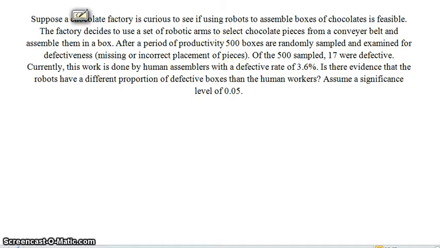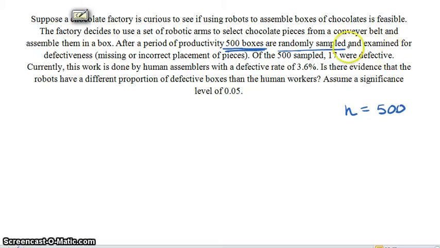So first off, we can see 500 boxes. Okay, so this is going to be my n. I'm going to just write this over to the side. N is equal to 500. They are randomly sampled and examined for defectiveness. So randomly sampled is an important piece. We'll talk about that in just a second.